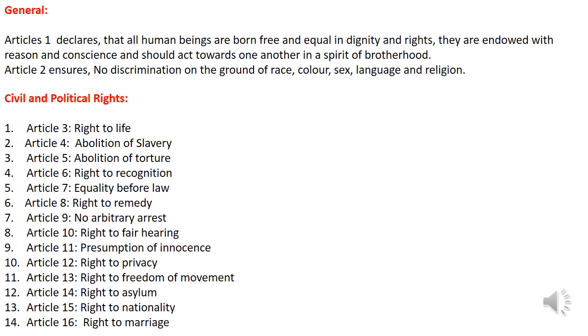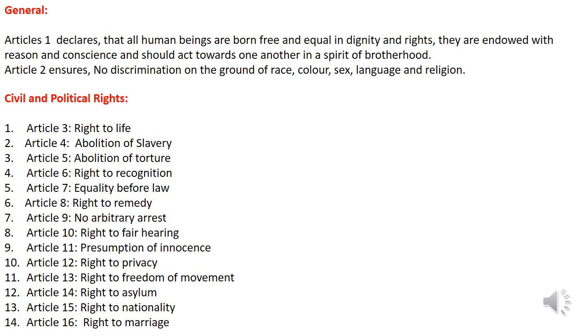The right to nationality comes under Article 15. Everyone has the right to a nationality. No one shall be arbitrarily deprived of his nationality or denied the right to change his nationality. So any person has the right to change his nationality at any time. He cannot be denied the right to change his nationality. Coming to Article 16, the right to marriage.